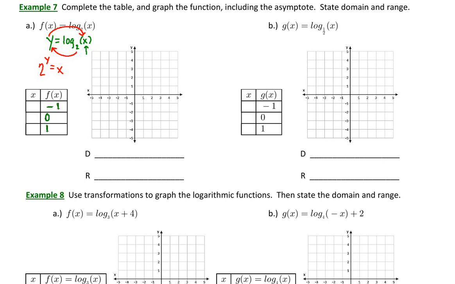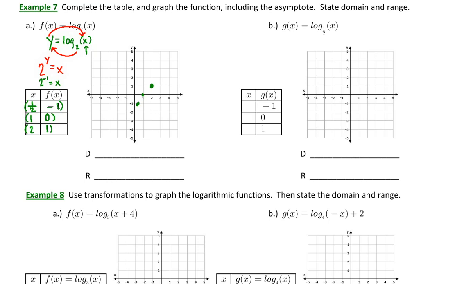So if we take -1 and plug it in for y, 2 to the -1 gives us 1/2. So the corresponding x value there would be 1/2. 2 to the 0th is 1, and 2 to the 1st is 2. So that gives us 3 key points to graph our logarithm. So we have ordered pairs (1/2, -1), (1, 0), and (2, 1).